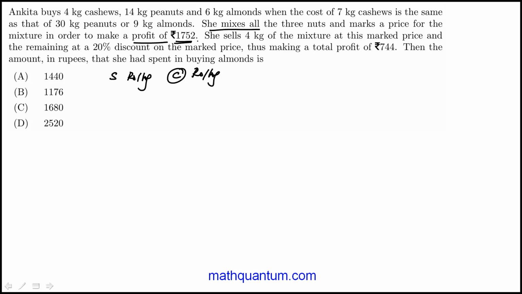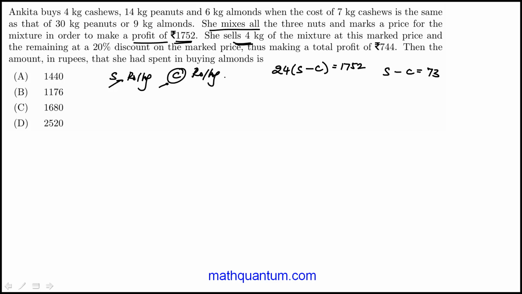So our first condition that she needs to make a profit of 1752 would be 24 kilos times the profit per kilo, which would be the difference, equal to 1752. So that's our first equation, and I'll simplify that one. Divided by 24, we get S minus C is 73.